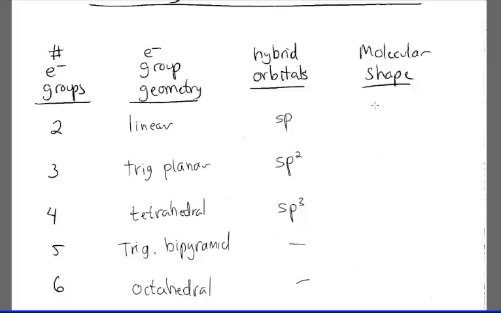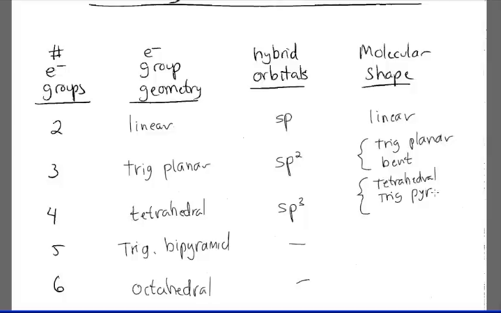And molecular shape, for linear, it's just linear. For the others, there's more than one choice. Trigonal planar. So these are shapes based on geometries. And the second one is bent. For tetrahedral, you can have tetrahedral, you can have trigonal pyramid, and you can also have bent. So these were the examples of CH4, NH3, and H2O.